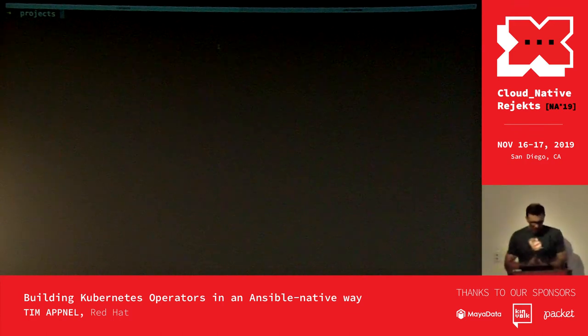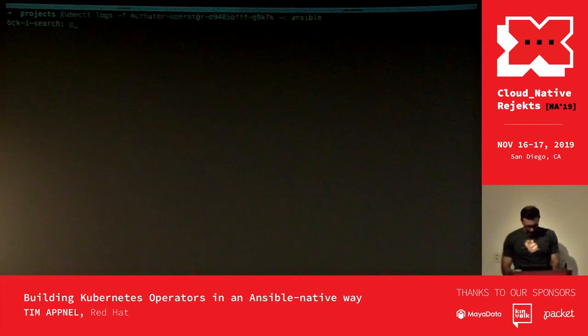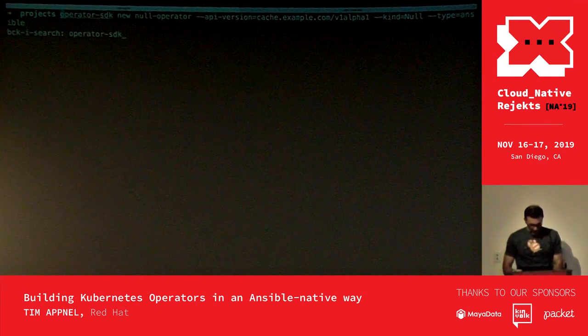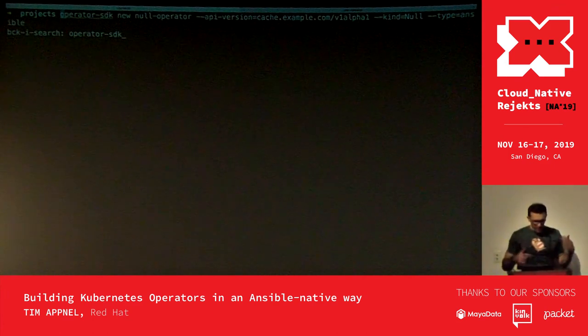Okay, so the first thing I thought I'd do is to show you what you get when you use the Operator SDK to set up your package and what goes into a project using Ansible like this. So I hate to type, so let me just go back into my history here. There we go. So what I'm going to do here is I'm going to run the Operator SDK new command, naming my operator null operator because it's not going to do anything. And hand the API version I want to use. It's going to be kind null. And there's that type equals Ansible.